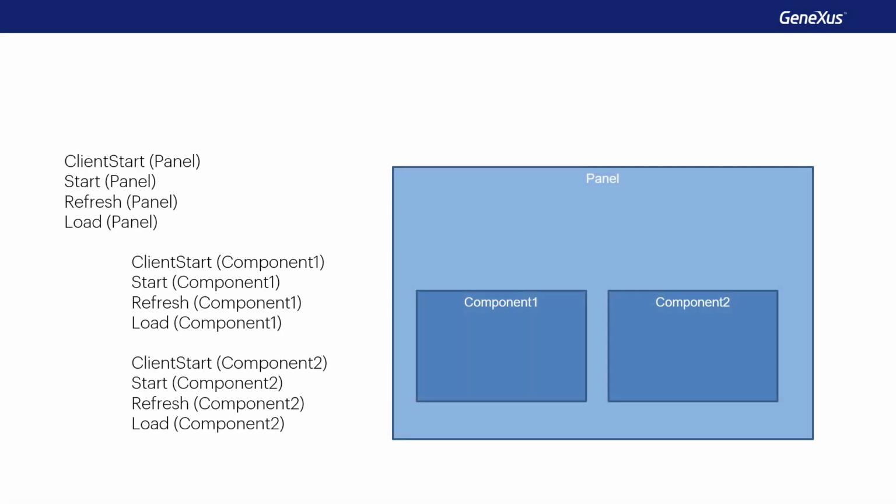The first events to be triggered are those in the panel that contain the components, in the usual order seen before. That is, client start, start, refresh, and load. Then, from top to bottom, and from left to right, the events of each panel included as component also in the usual order.